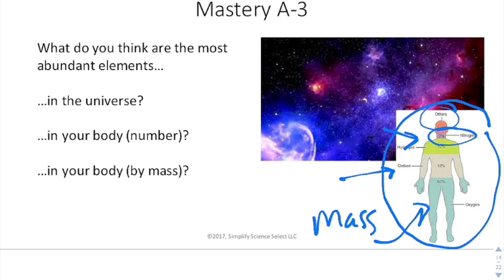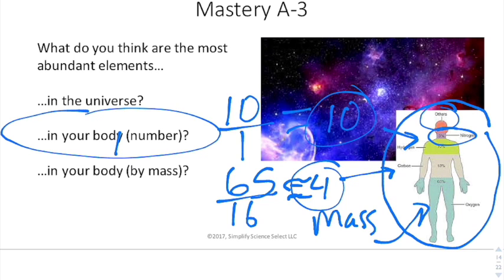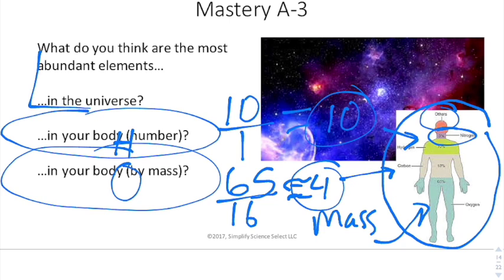But then if you look, every oxygen that you have has a mass of 16. So when you divide that out, that's roughly 4 parts of oxygen. Whereas hydrogen has 10%, but every hydrogen atom only has a mass of 1, so you end up with 10 parts of hydrogen. So even though hydrogen has much less mass, it makes up more by number. So this one right here is actually hydrogen, and this one right here is going to be oxygen. And then finally, in the universe, it's going to be hydrogen for both.